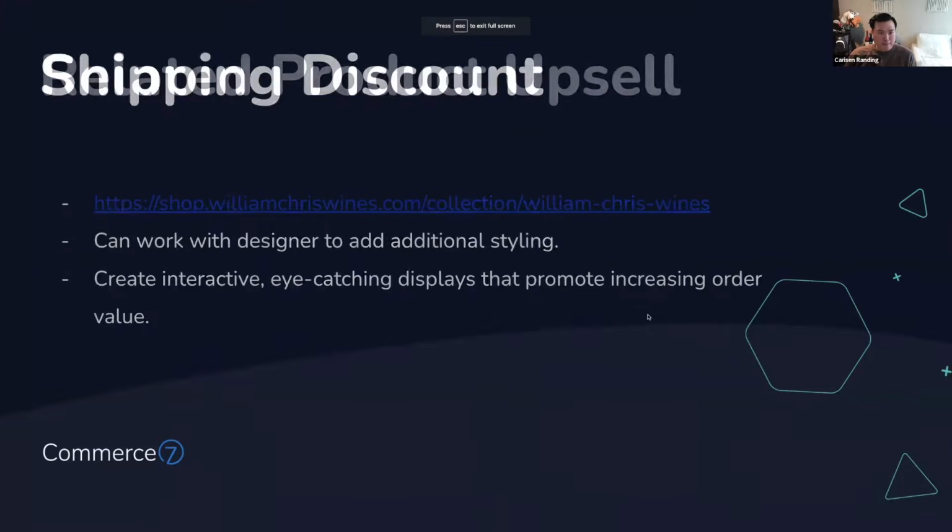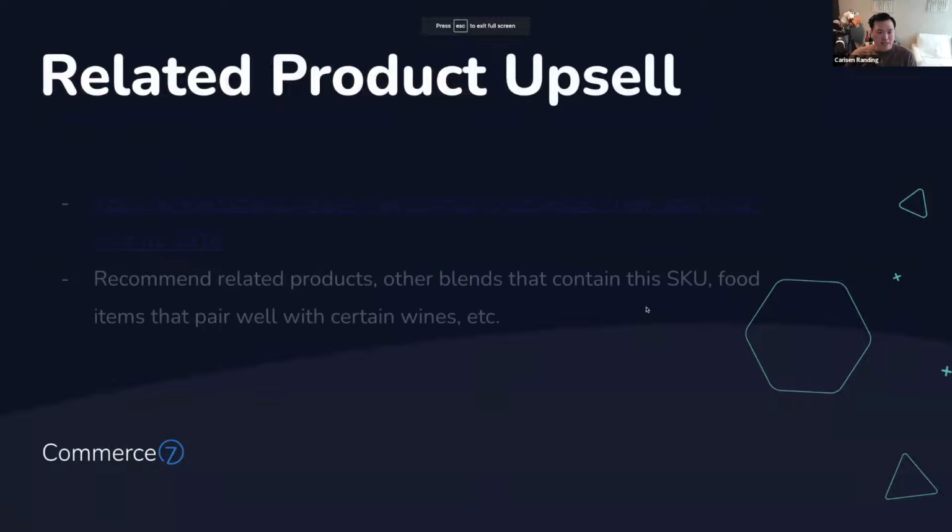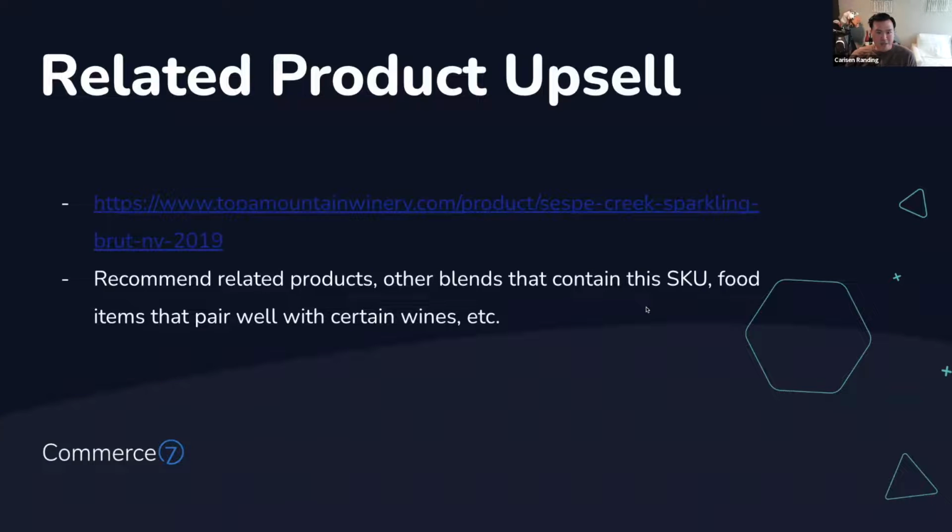Cool. Next, I want to show you an implementation of a related product upsell. This is when you recommend related products, depending on what the customer adds to their cart. If they add a certain product to their cart, you want to recommend related products or maybe other blends that contain this particular varietal or vintage. Maybe recommend food items that pair well with certain wines, things like that. Related products is a really effective way to use our cart carrot functionality.